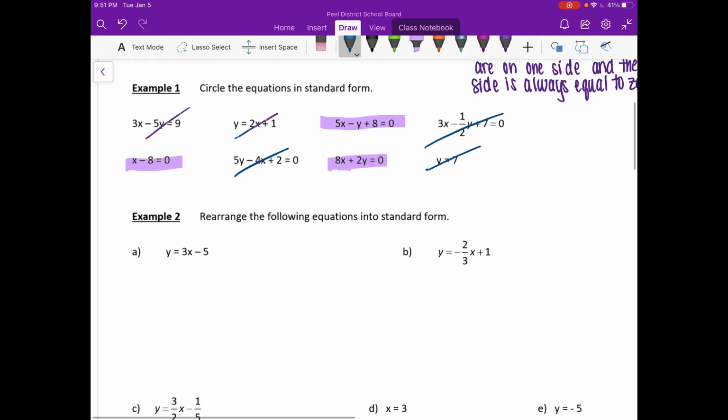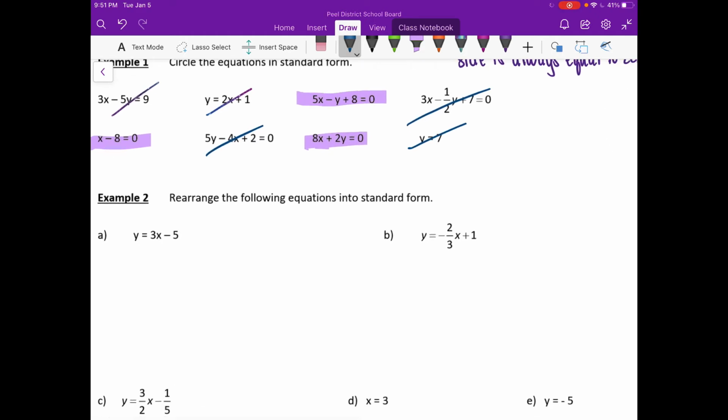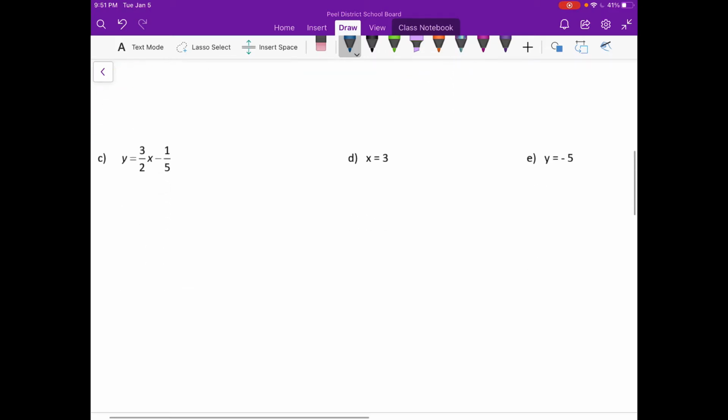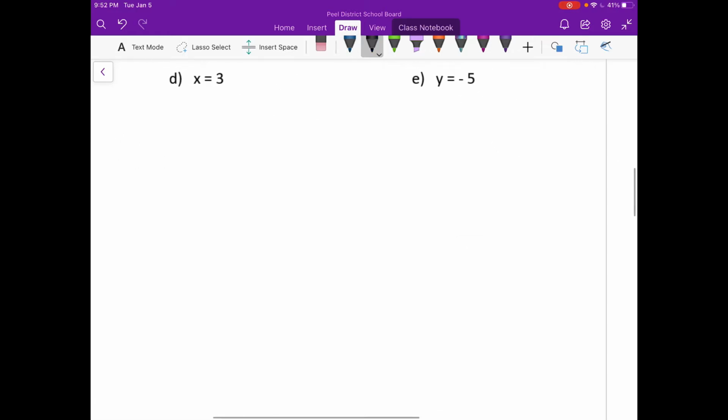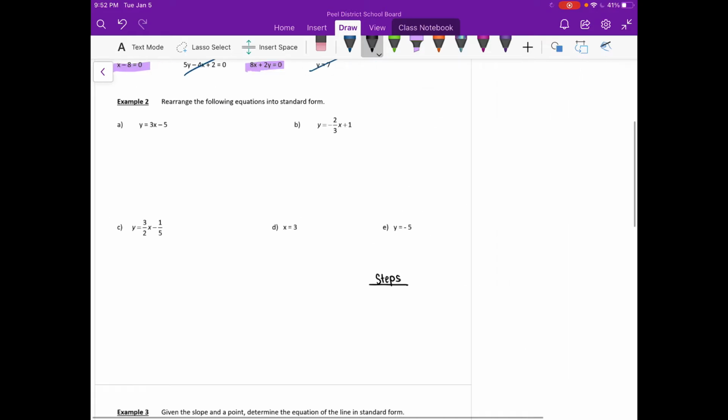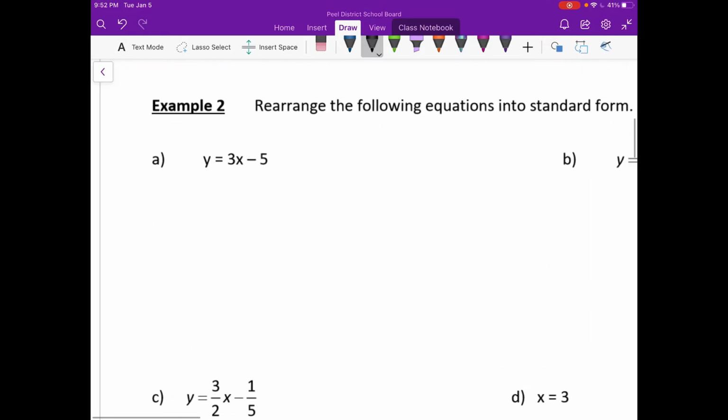All right, so it says rearrange the following equations into standard form. We're going to do this, and I'm going to write at the bottom here a few steps for you to follow. When we get to how to do it, we can follow these steps, step by step. We'll write them out when we finish doing one.